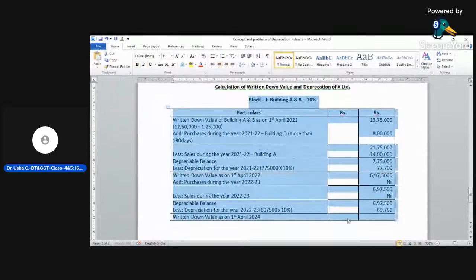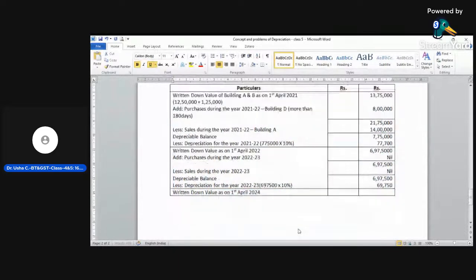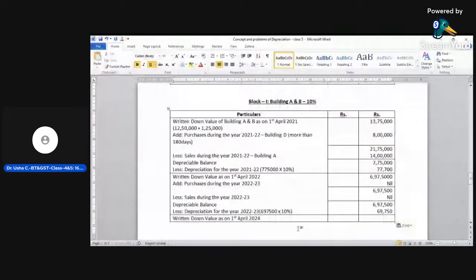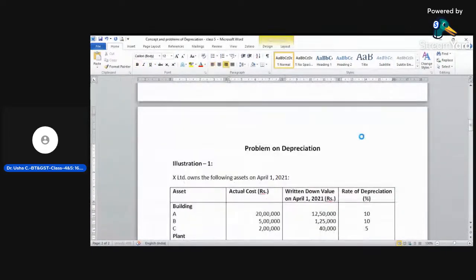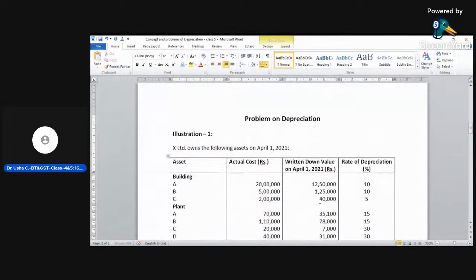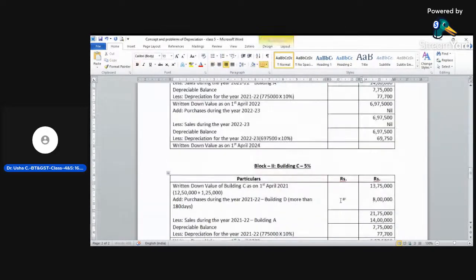I will copy the same. This is block 2, building at 5%. What are all the buildings that are there? Only building C is there, correct? So building C, then written down value of building C as on 1st April 2022. Written down value of building C is how much? 40,000 at 5% depreciation.